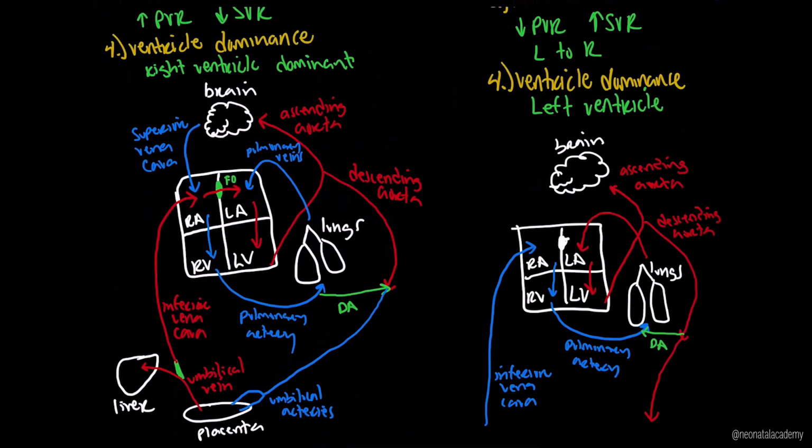And then we'll finish out the superior vena cava up here, which drains the blood to that right atrium. And then that's our neonatal circulation.